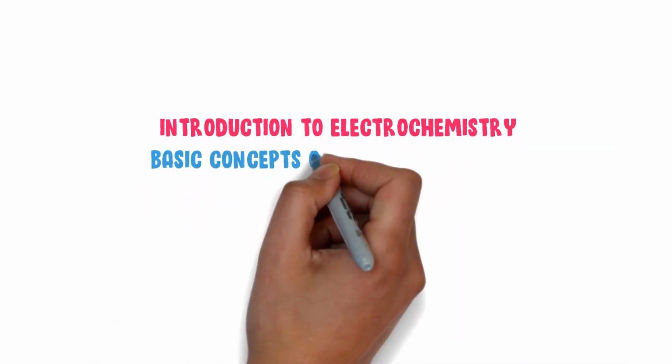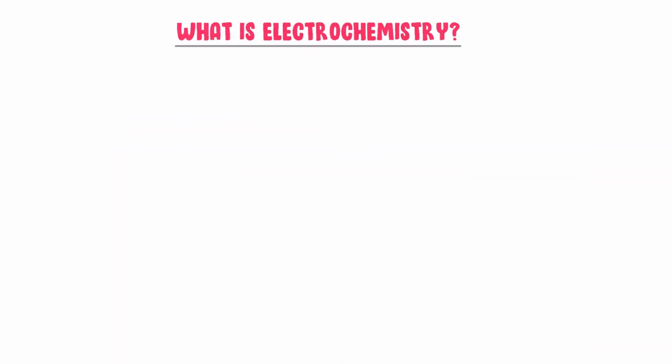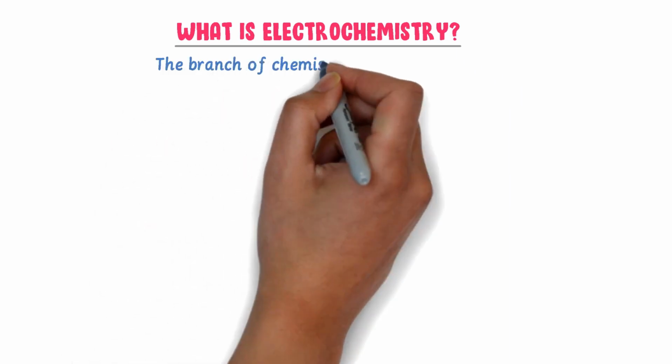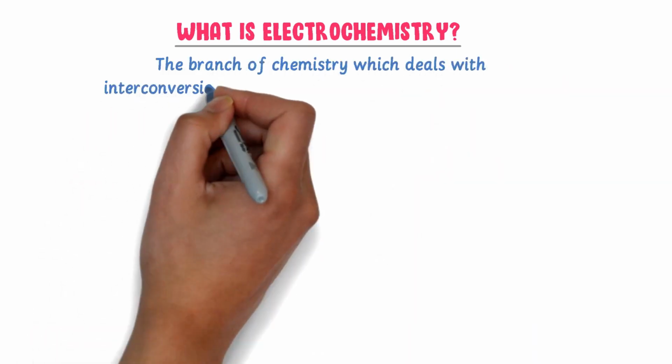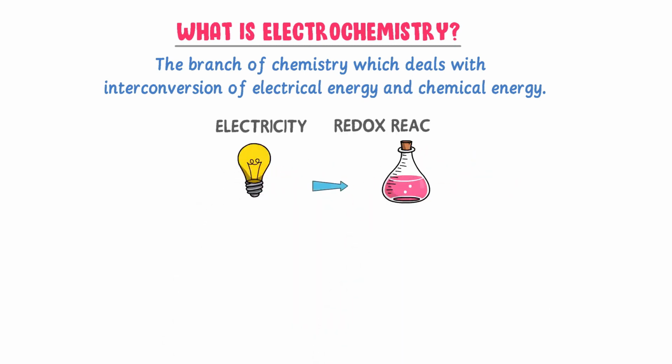Introduction to Electrochemistry, and we will learn all the basic concepts of electrochemistry. Firstly, let me teach you what electrochemistry is. Well, the branch of chemistry which deals with the interconversion of electrical energy and chemical energy is called electrochemistry. For example, we either use electricity to generate a redox chemical reaction, or we use a redox chemical reaction to generate electricity.